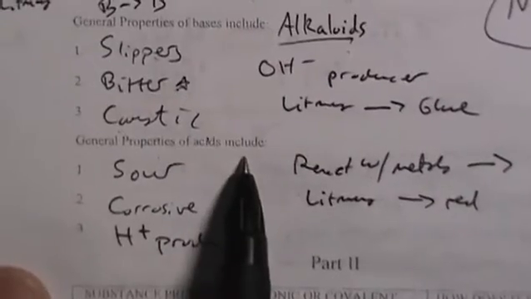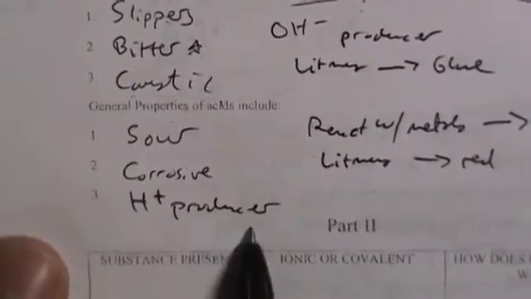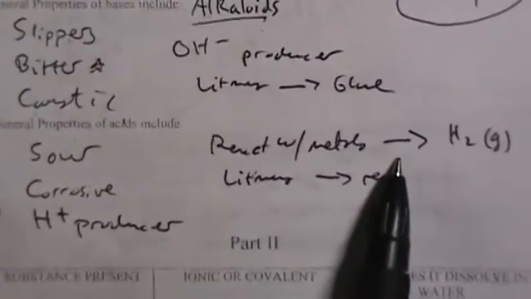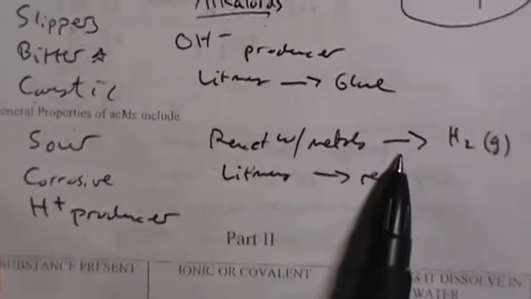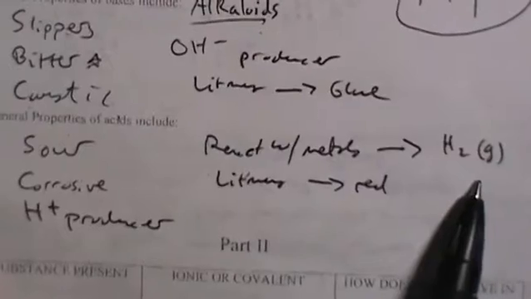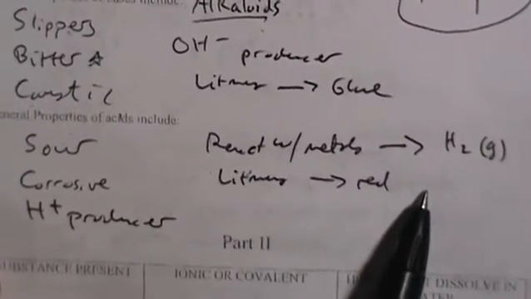Now acids, on the other hand, taste sour, they are corrosive, they produce hydrogen ions. They will react with metals, not all metals, but reactive metals like the alkali, the alkaline earth, to produce hydrogen gas, so it will literally bubble, and they turn litmus paper red.